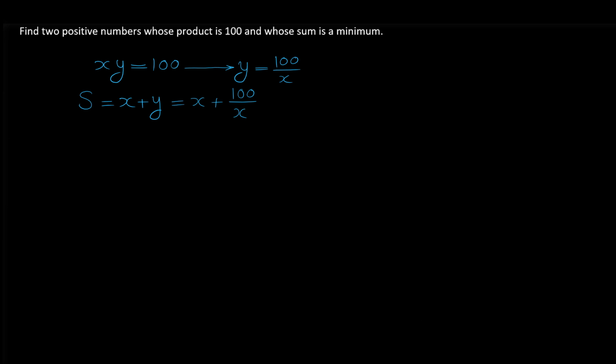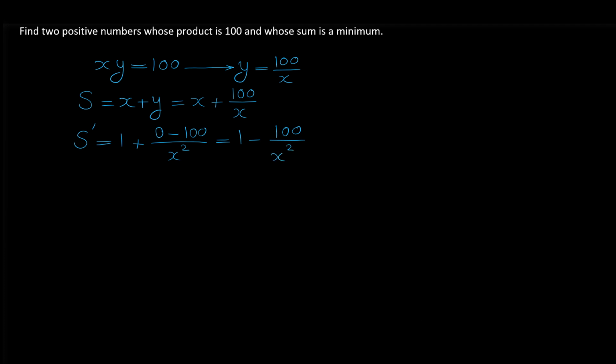this function. For finding minimum, we have to find critical points. So first we have to find s prime, derivative of s. Derivative of x is 1, and derivative of 100 over x, if we use quotient rule, is derivative of the top, 0, times the bottom, minus derivative of the bottom, 1, times 100, which is 100, all over bottom squared. So derivative of s can be written as 1 minus 100 over x^2.